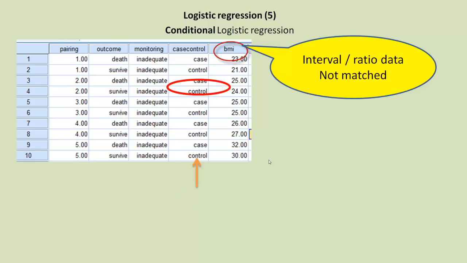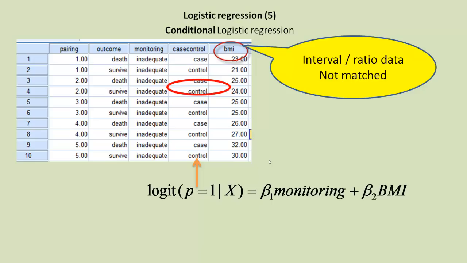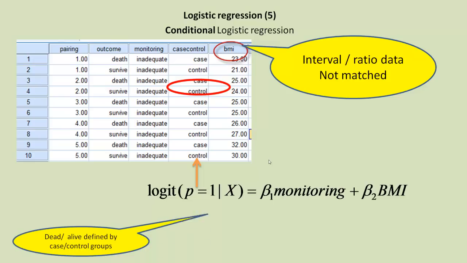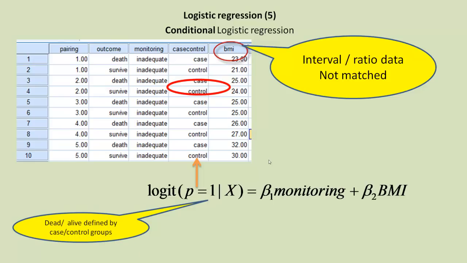And we have, as I say, the case control variable. And notice it's 1 case, 1 control, 1 case, 1 control. It doesn't have to be, it can be 1 case to several controls. So here's the equation now. We've added an extra predictor variable, BMI. Again, the dependent variable is which kind of group they belong to.